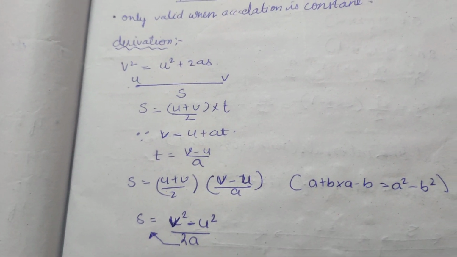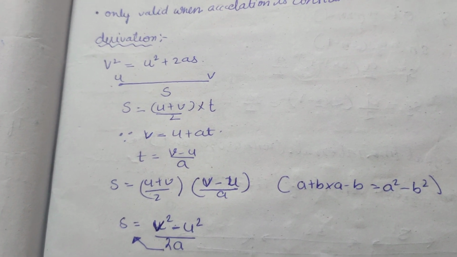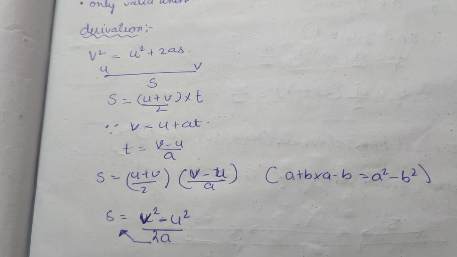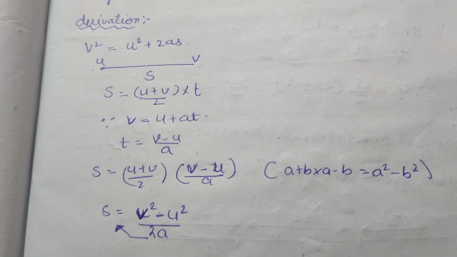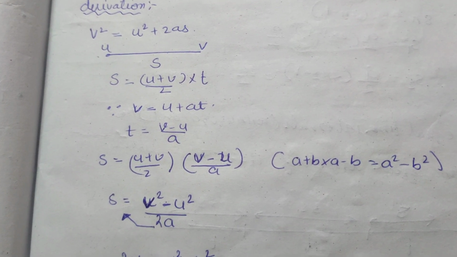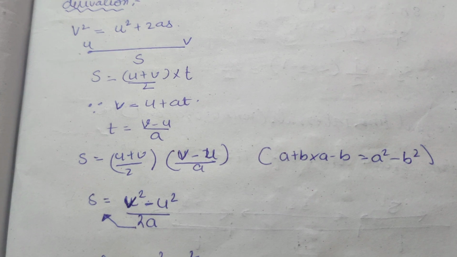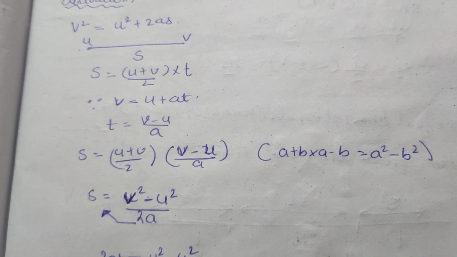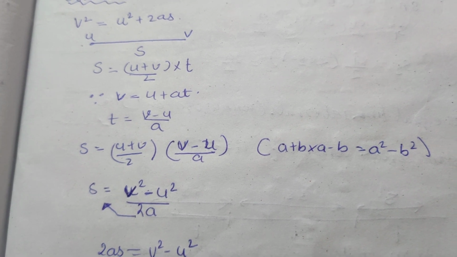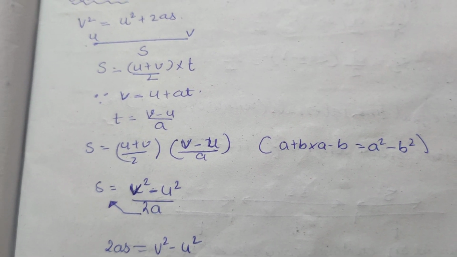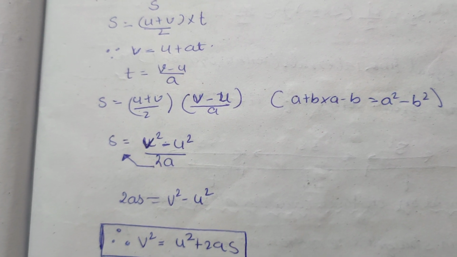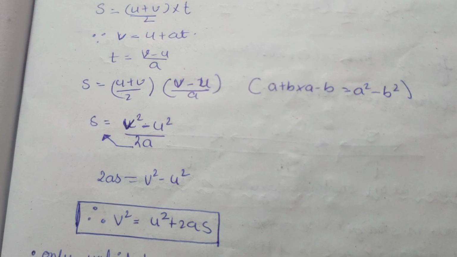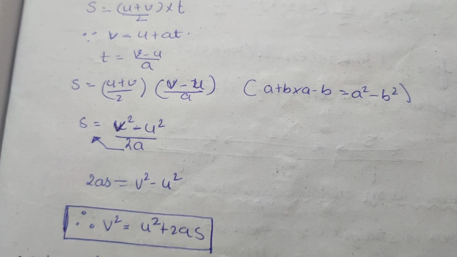Now derivation of another equation, v square equal to u square plus 2as. Let us consider the same situation, where u, v and s are present in straight line motion. S equal to u plus v by 2 into t. Now here we will substitute v equal to u plus at, and t equal to v minus u by a. Then we'll get v plus u by 2 into v minus u by a. Then we'll get s equal to v square minus u square by 2a.